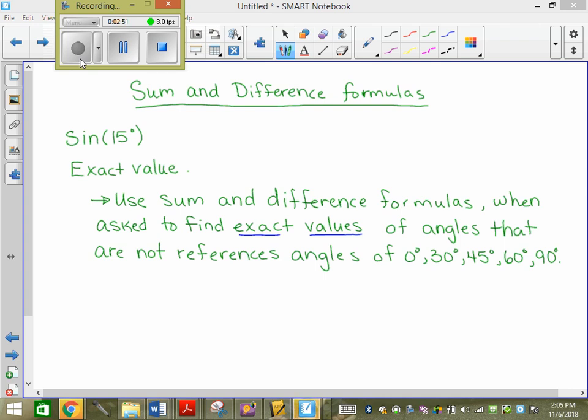So in this case, we have 15. It's not on the unit circle, but we can use sum and difference values. So with sum, we could add something to possibly get us 15, or we could subtract something to get us 15. And in this case, we would probably subtract something to get us 15, right? Okay.